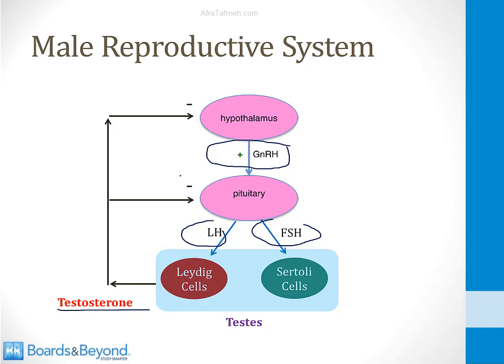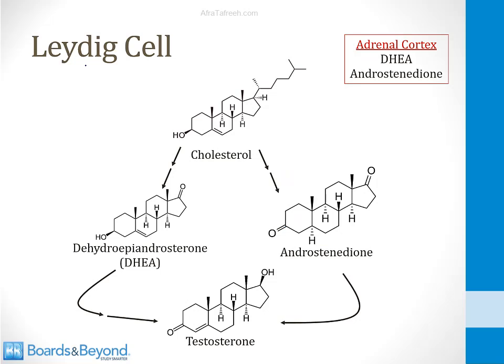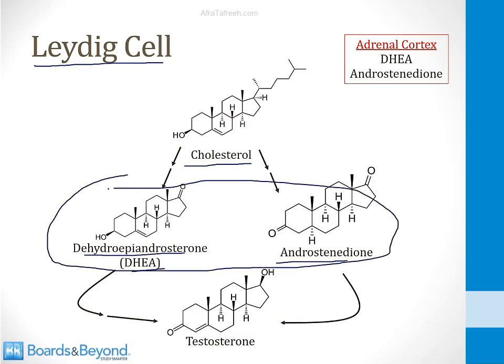And in this module, we're going to talk about how this whole system works to lead to normal male development and normal spermatogenesis. Let's start by talking about the Leydig cell, which is the major hormone-producing cell in males. Leydig cells can take cholesterol and convert cholesterol into either dehydroepiandrosterone or DHEA or androstenedione, and both of these molecules can function as weak androgens. And either of them can be converted by the Leydig cell into testosterone, which is the major circulating androgen in males.